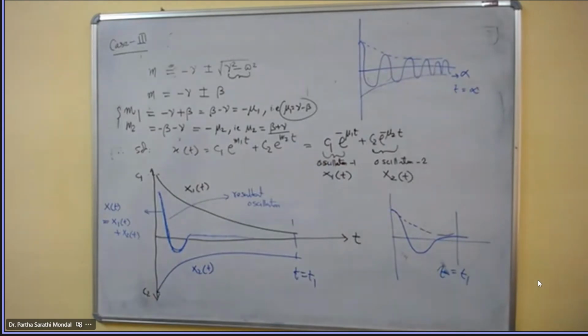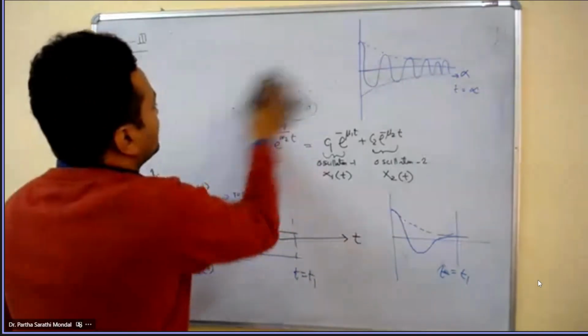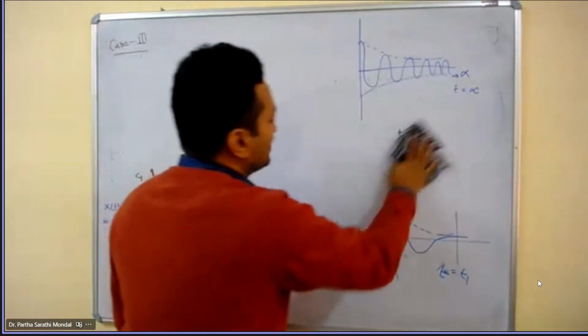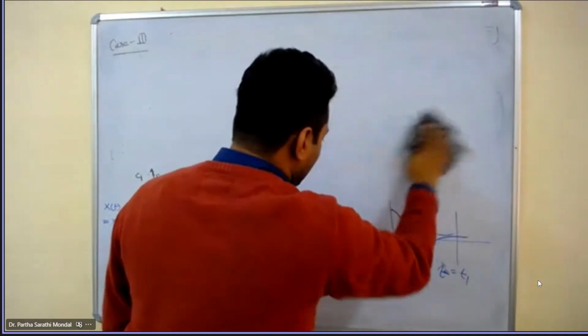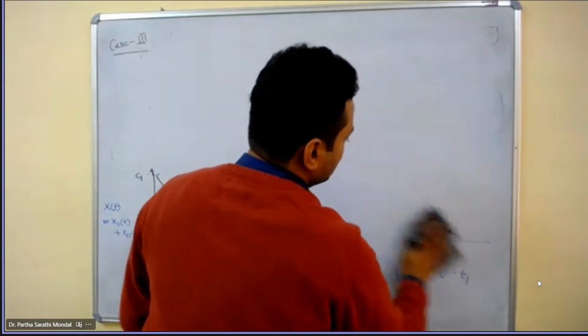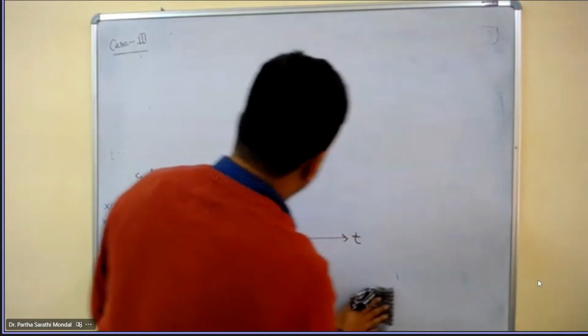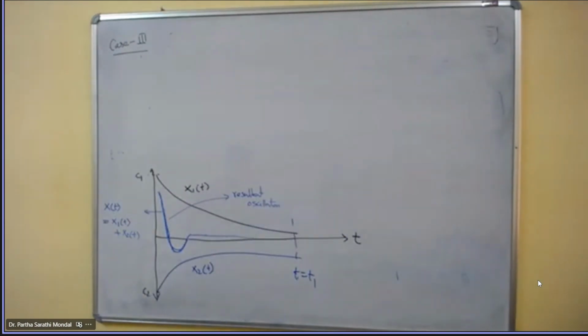Okay, this is the difference between underdamped and overdamped. These are all real life situations we always experience in our everyday life. Okay, now next is critically damped. Critically damped means gamma is exactly equal to omega, exactly equal to the frequency of the free oscillation.